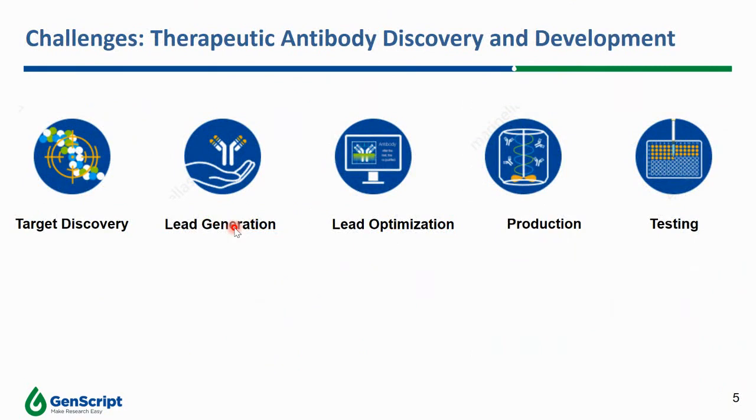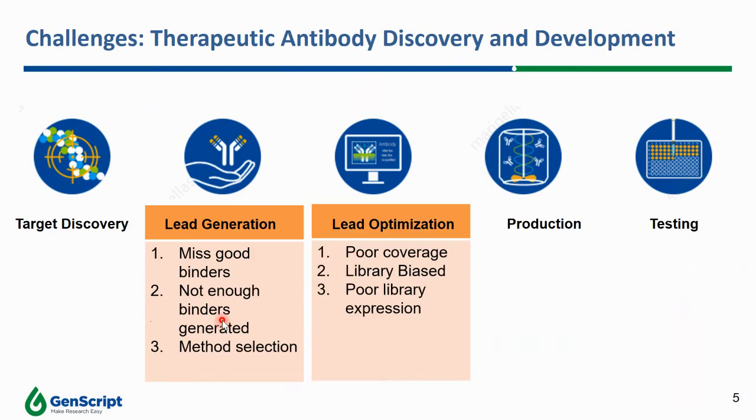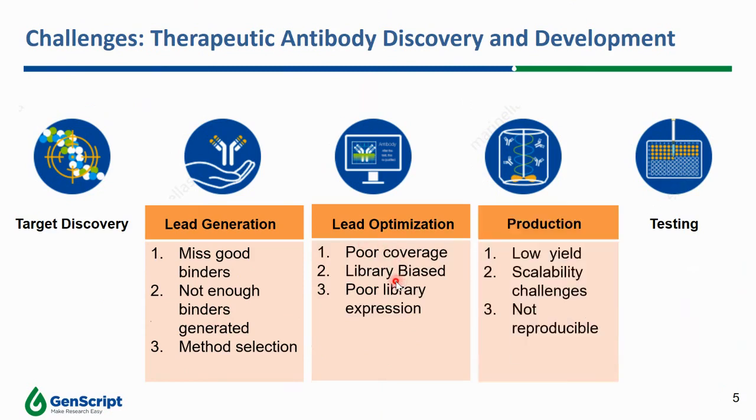If you look at the discovery and development workflow for the therapeutic antibody, we can see the possibility of encountering several challenges along the way. For example, during lead generation, we might miss the good binders or not enough binders are generated. During lead optimization, difficulties arise with poor library coverage or library bias. And when producing the optimized antibody, we can suffer from low yield and face scalability issues. Lastly, scientists are still left with the question of how to create and produce complex antibodies with better targeting that are also clinically effective.